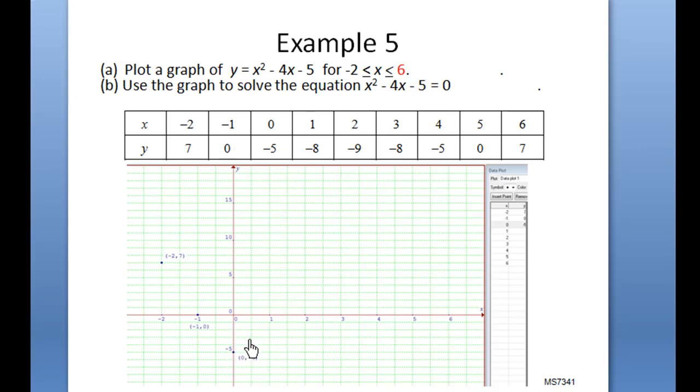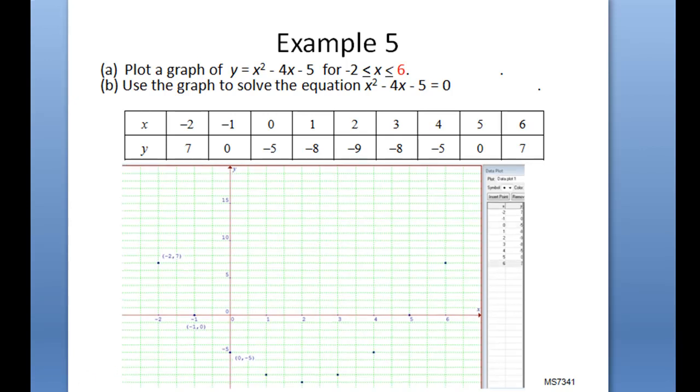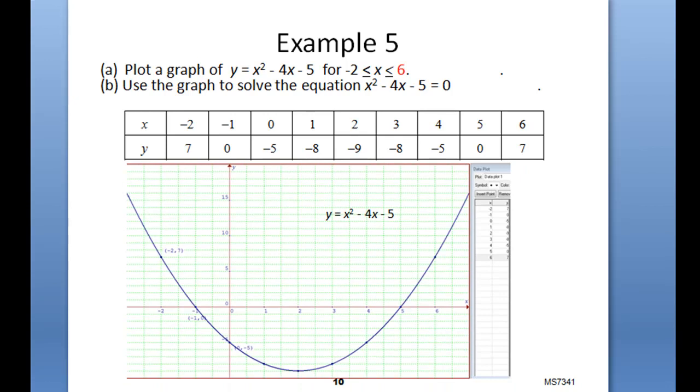And then we continue with the rest of the table. You have all the points from x equal to minus 2 to x equal to 6. So all these points will form part of the curve, and we join this curve together, and that is the graph of y equal to x squared minus 4x minus 5.